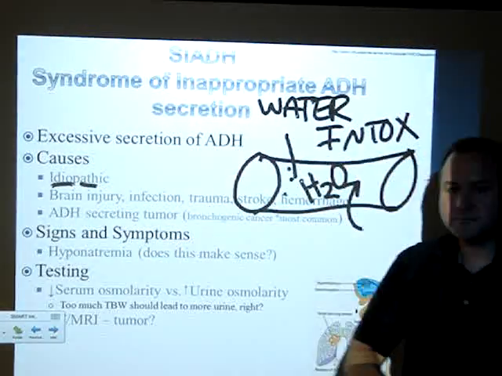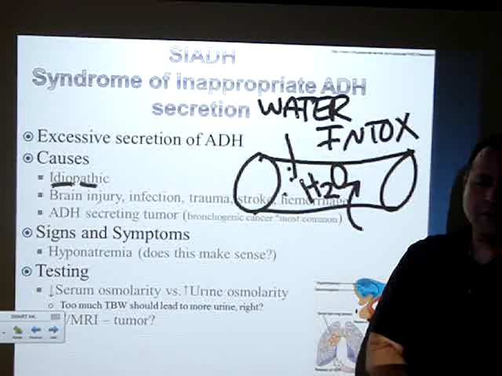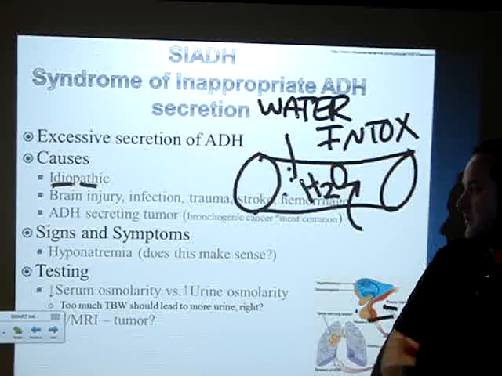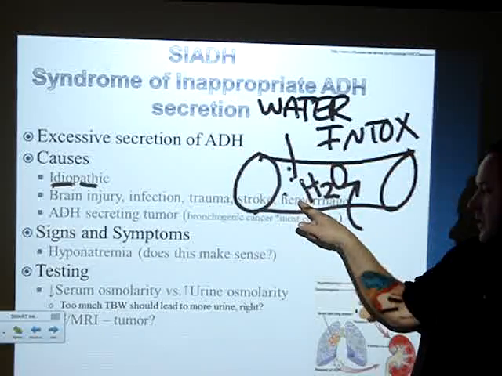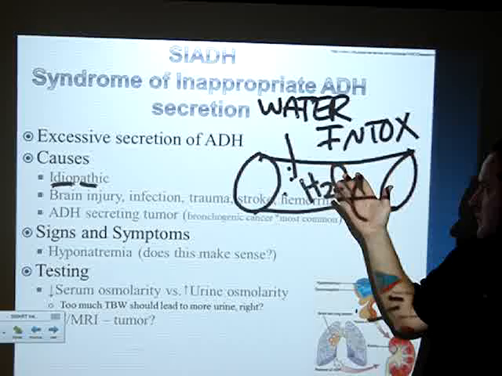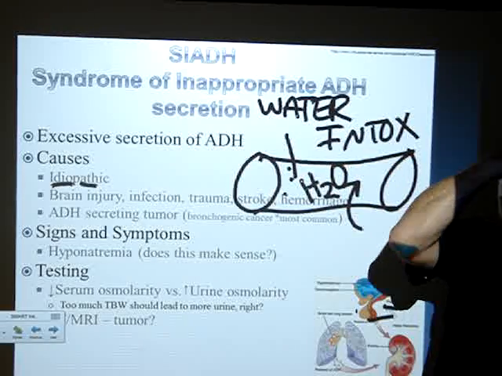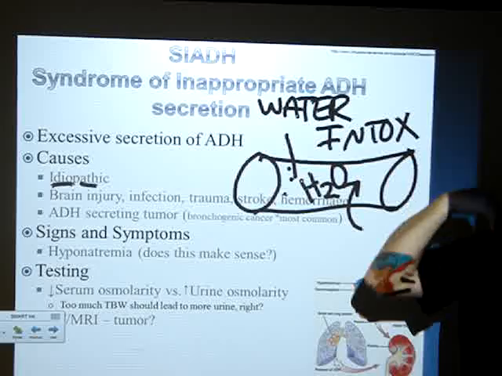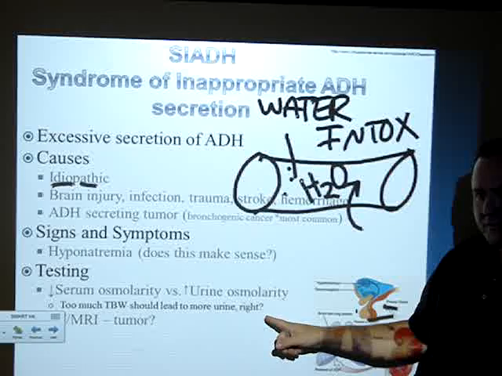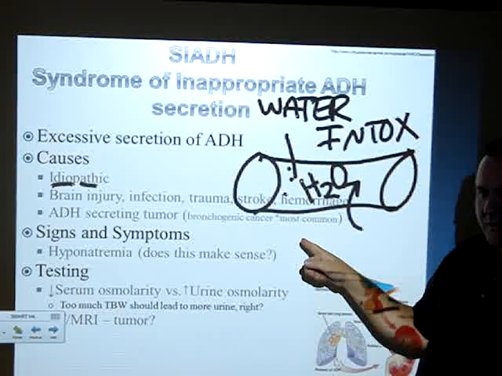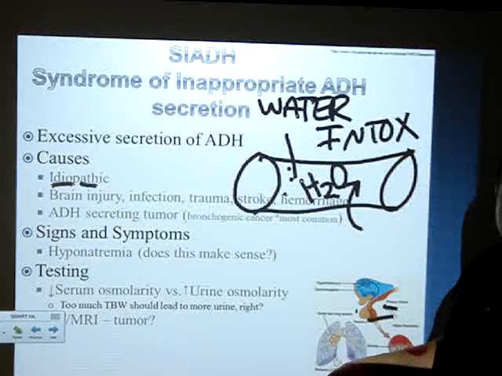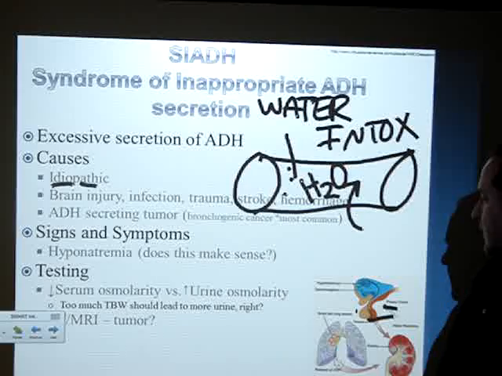What else we got here? All right, continuing on with our testing, okay? You have decreased serum osmolarity, okay, same reason, it's diluted, and increased urine osmolarity. Does that one make sense? Because too much total body water should lead to more urine, right? If you got too much water in here, you should be urinating it out like crazy. That's not exactly how it's working though. Okay, why is that not working like that?